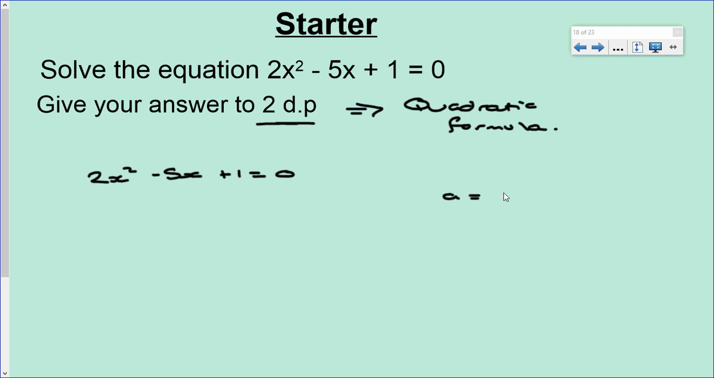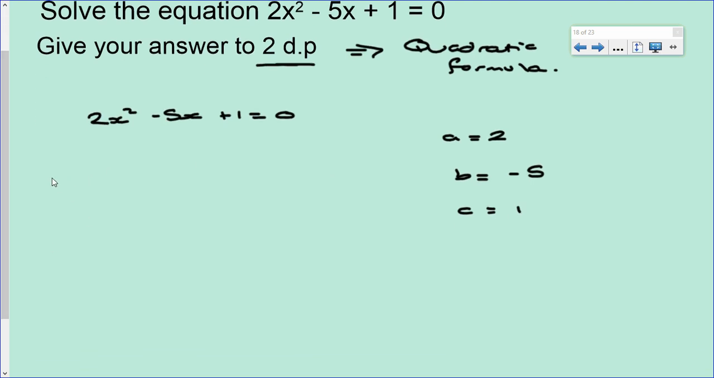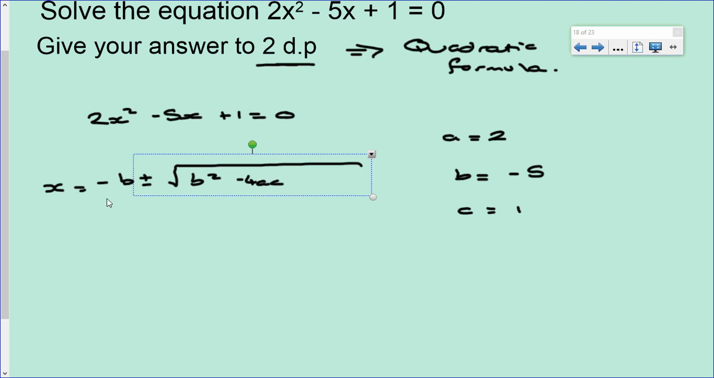So we're going to find our a, so a equals 2, b equals, now be careful, be -5 rather than +5, and c equals 1. So double check when you're writing out this quadratic formula, double check that you're writing out correctly. So it should be minus b plus or minus the square root of b squared, take 4ac, all over 2a, an unnecessarily large square root there.